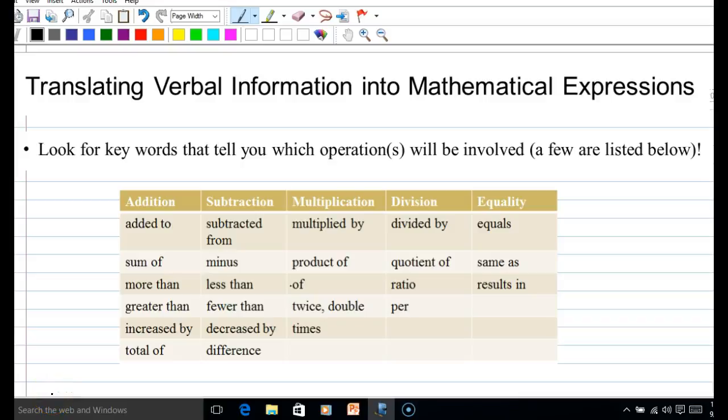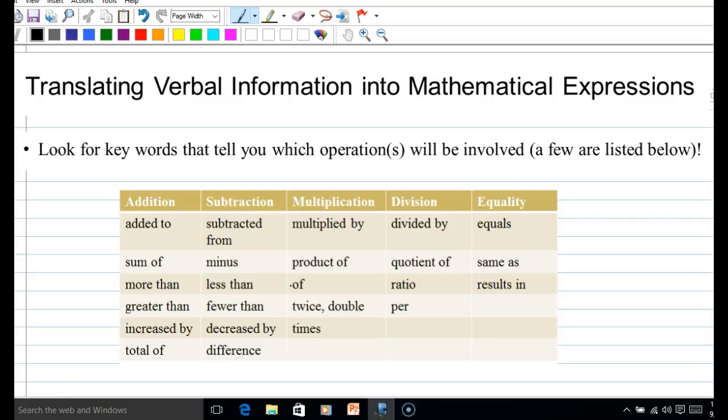The next couple of sections, what we're going to do is examine the solution to story problems. Before we actually get into solving story problems, you need some prerequisite information. And the first thing you should be able to do is translate verbal information into a mathematical expression. In doing so, you need to look for key words that tell you which operation or operations will be involved.